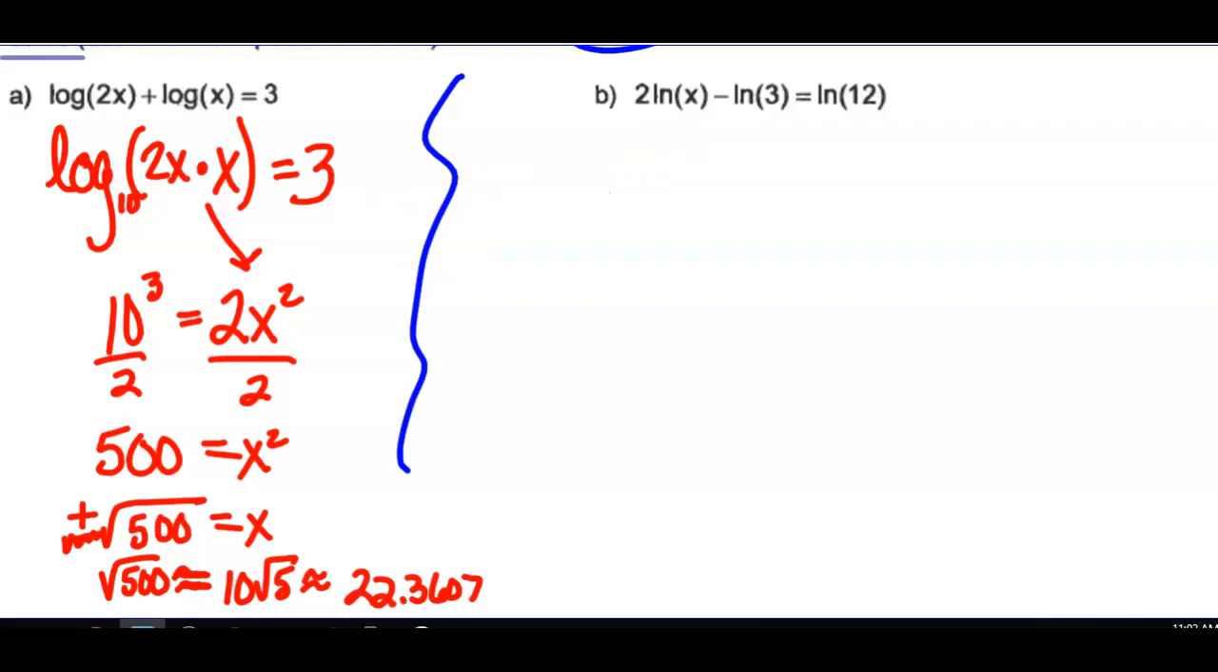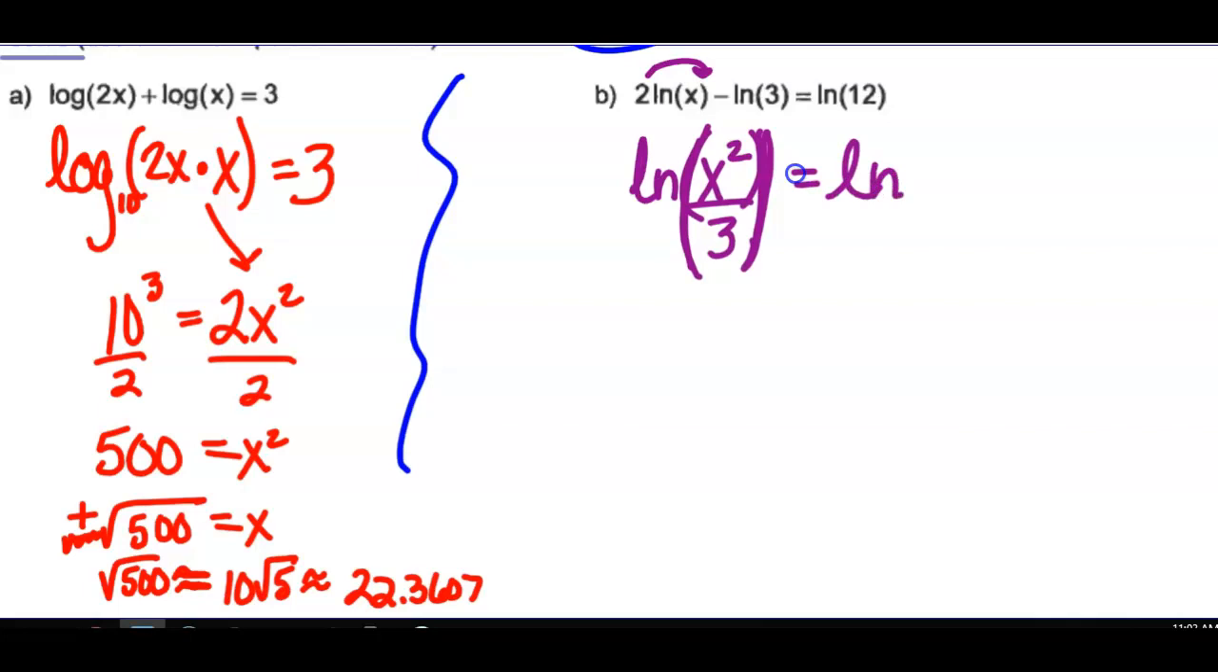This one is different because there's going to be a log on each side after we simplify. We're going to put this up here, so we have the ln, natural log of x squared, and then minus means divided by 3. And it's actually the natural log of all of that equals the natural log of 12.